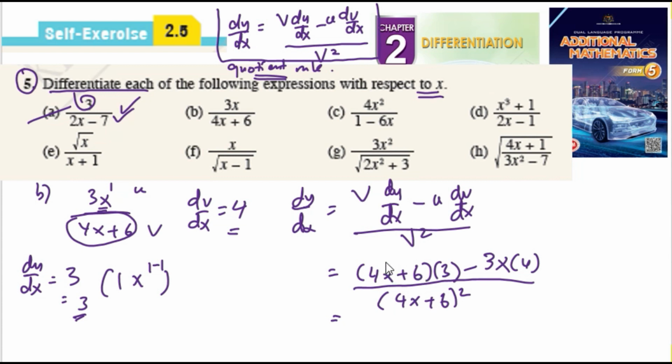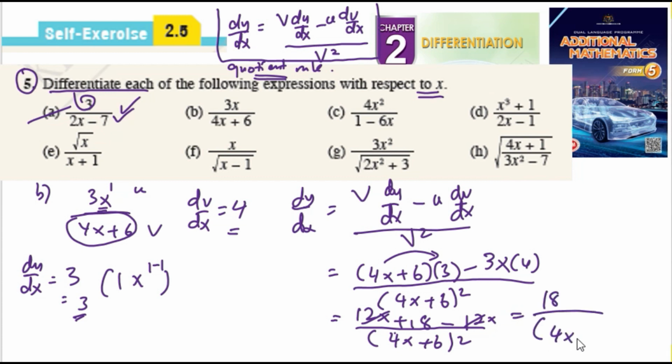So here you can expand, right? 4x times 3 you get 12x, 6 times 3 you get 18, minus 3x times 4 is 12x, divided by (4x plus 6) squared. You see here 12x and 12x can be eliminated, so you get 18 divided by (4x plus 6) squared.